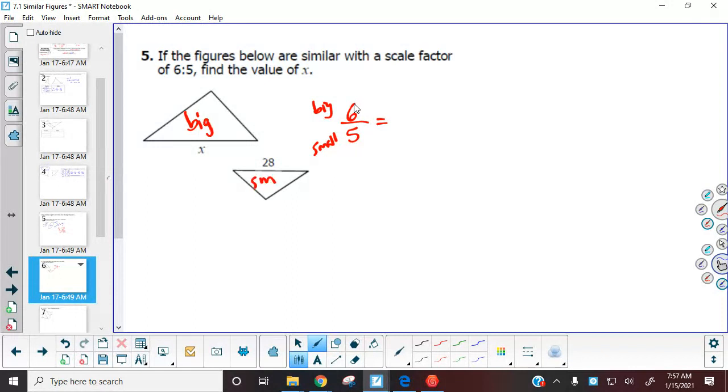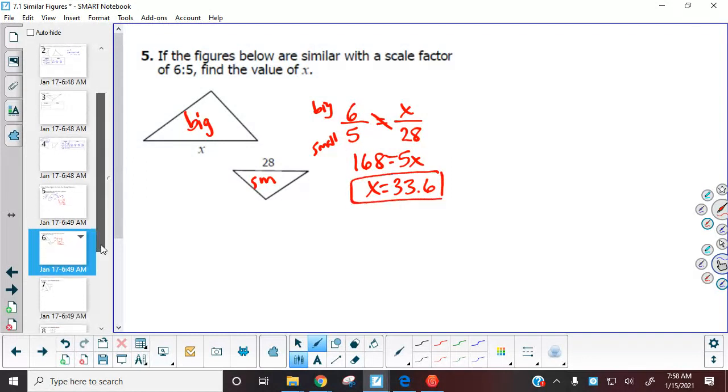And so you've got x on top, 28 on bottom. And so when we cross multiply, you get 6 times 28, which is 168, equals 5x. Divide each side by 5. So you get an x value of 33.6. Notice, decimals are okay. Decimals are okay.